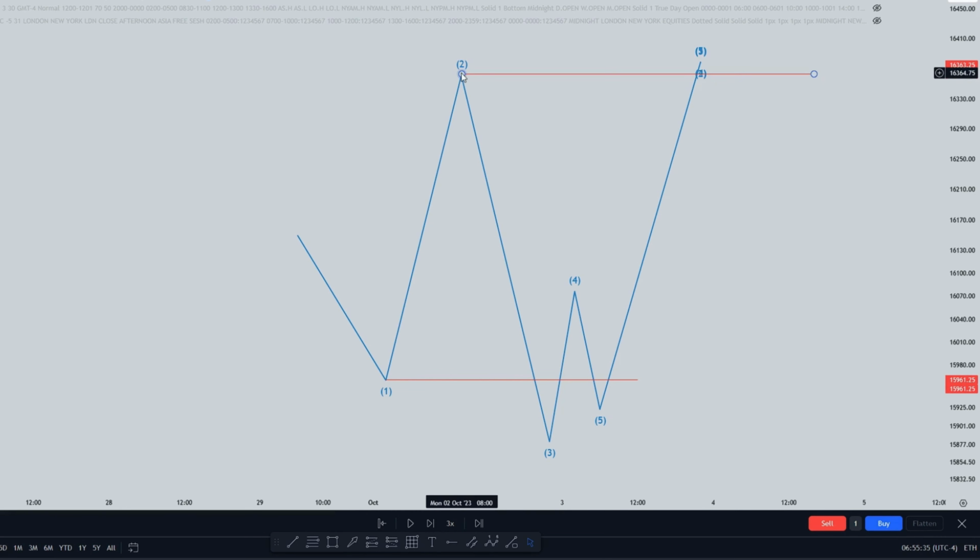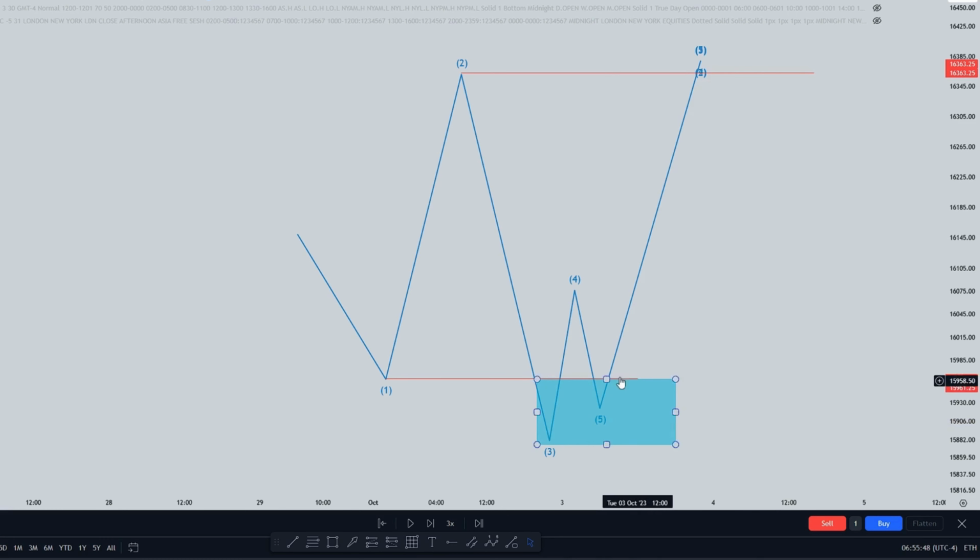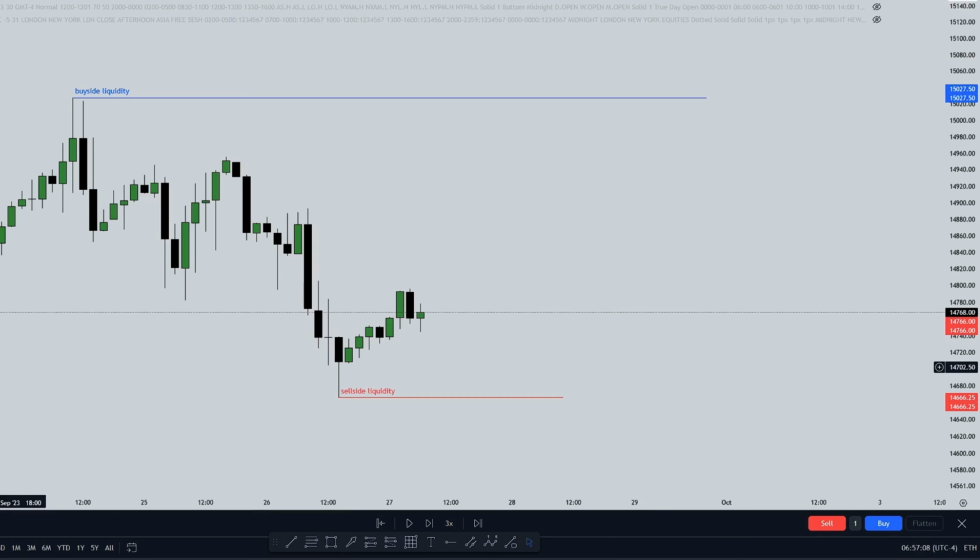So let's say we have a high and a low. So whenever we take out this low and close back into the range again, it creates an order block. And when we touch this order block, we should go to the upside. So now I want to show you the first example over here.